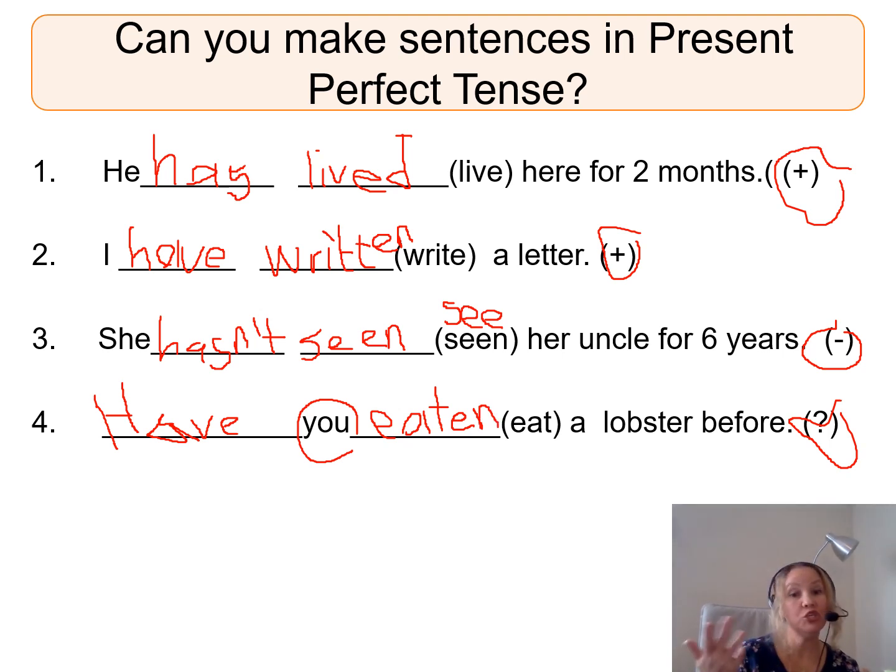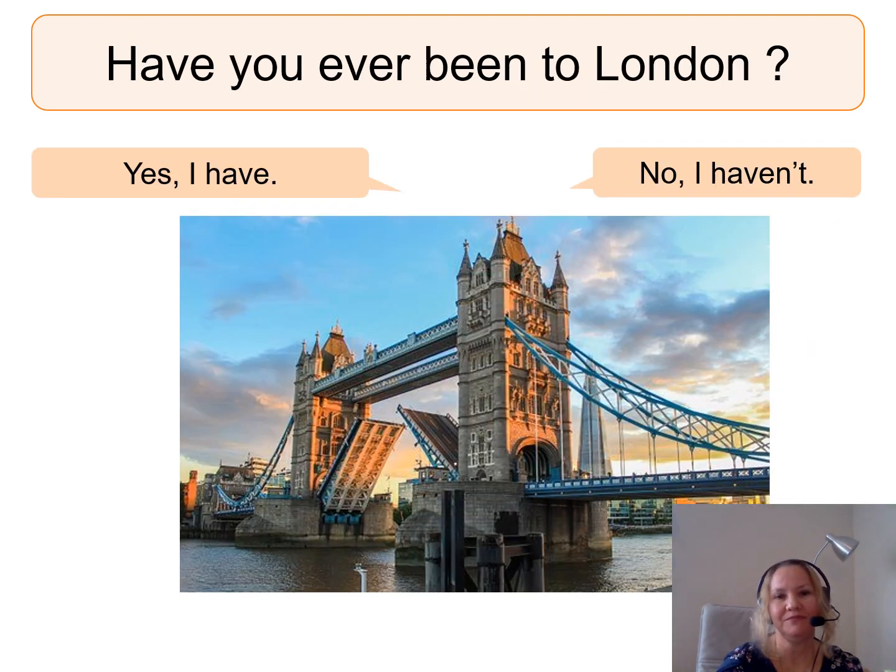Have you eaten a lobster before? And you can say, yes, I have. Yes. Or, no, I haven't. Very good. Well done. If I ask you a question, have you ever been to London? Somebody said, yes, I have. Very good. And somebody said, no, I haven't. Simple. Yes, I have. No, I haven't with a question.